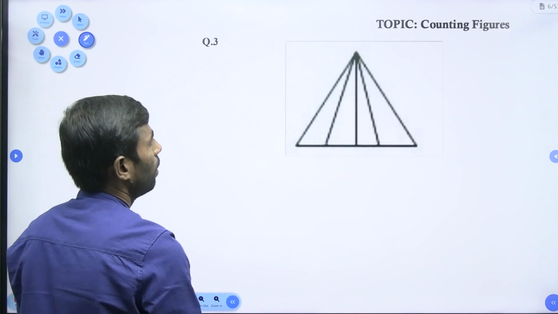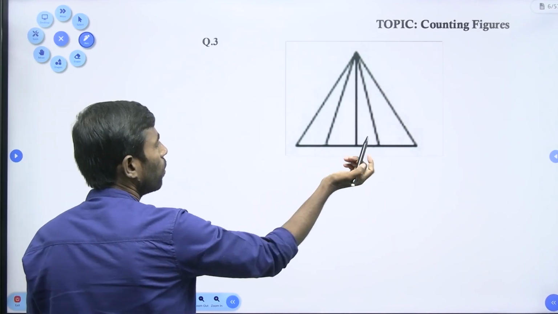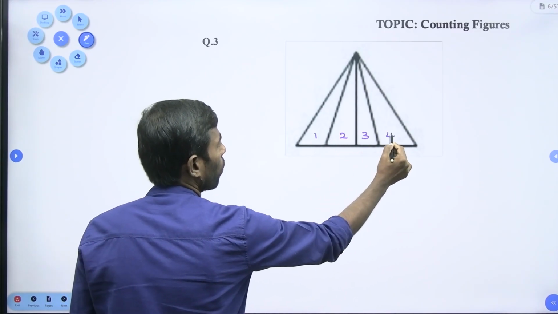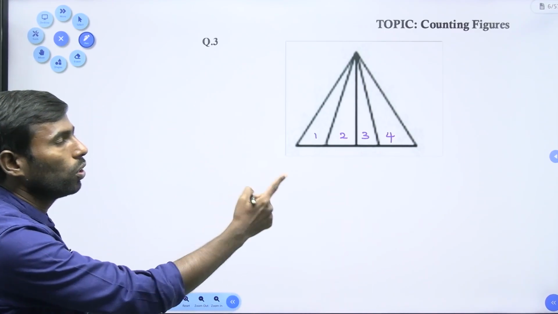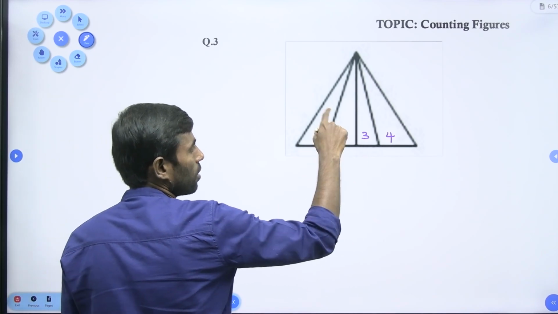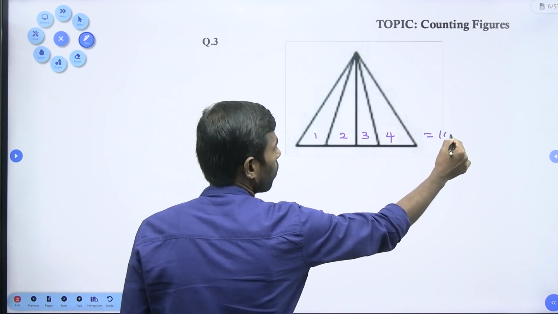Next one, same like previous one, a little bigger. So give numbering in the gaps. 1, 2, 3, 4. Give numbering in the gaps. 1, 2, 3, 4. Add them all. 1 plus 2, 3. 3 plus 3, 6. 6 plus 4, 10. Which is equal to 10.